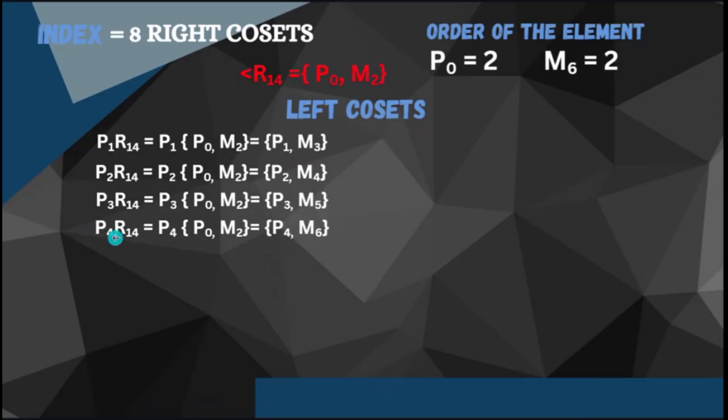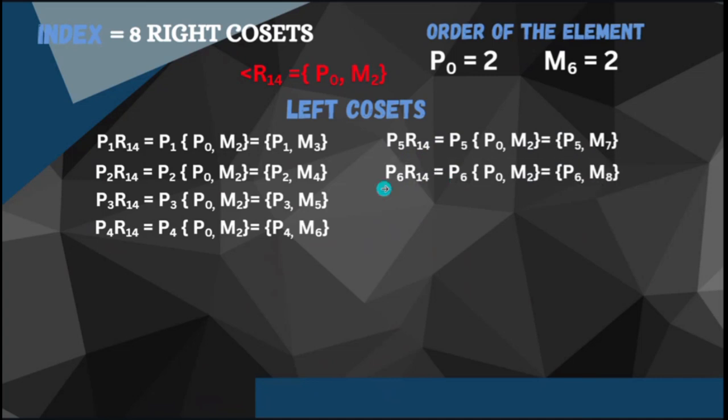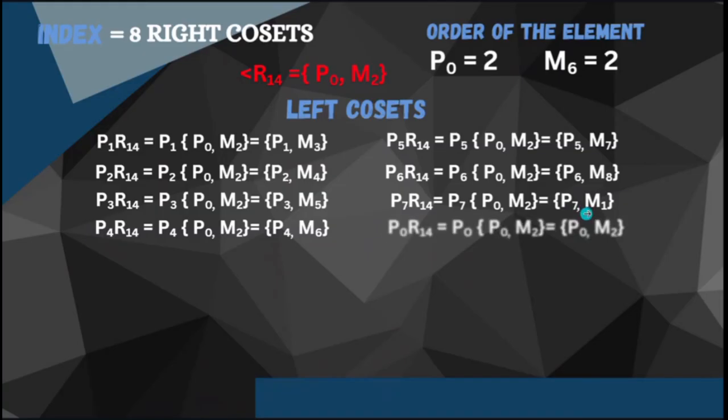For rho sub 4 multiplied by r sub 14, we have rho sub 4 and mu sub 6. For rho sub 5 multiplied by r sub 14, we have rho sub 5 and mu sub 7. For rho sub 6 multiplied by r sub 14, we have rho sub 6 and mu sub 8. For rho sub 7 multiplied by r sub 14, we have rho sub 7 and mu sub 1. For rho sub 0 multiplied by r sub 14, we have rho sub 0 and mu sub 2. And left cosets contains all the elements of our group. Therefore, this is our left cosets.